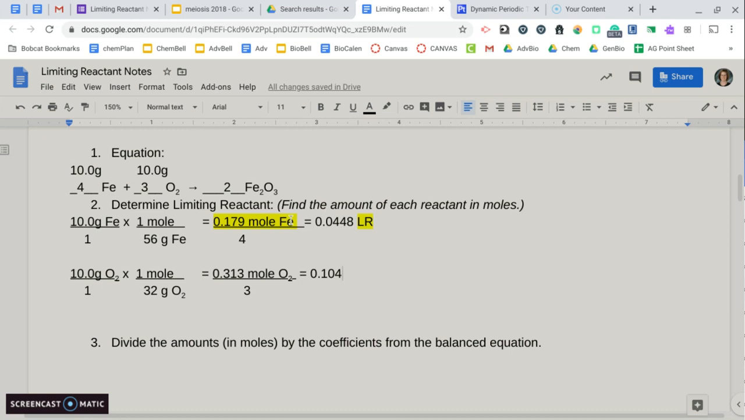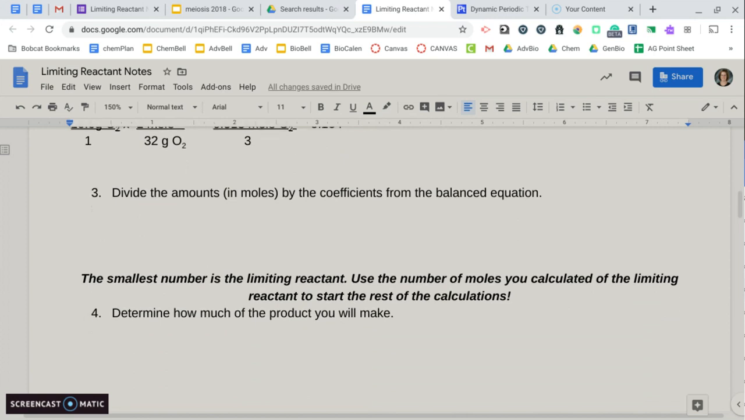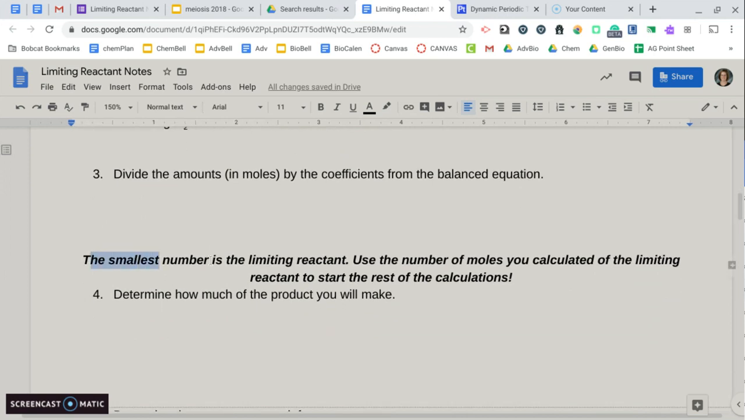Remember that the limiting reactant tells us how much of the product we can make. Remember when we ran out of eggs in the example, that told us we could only make 12 cookies. So this is kind of like our eggs. Once we run out of this, we can't make any more of this iron 3 oxide. So to figure out how much iron 3 oxide we make, we have to start with this number. All right, and that's step number 4. This is what I just said here. If you want to write that down.